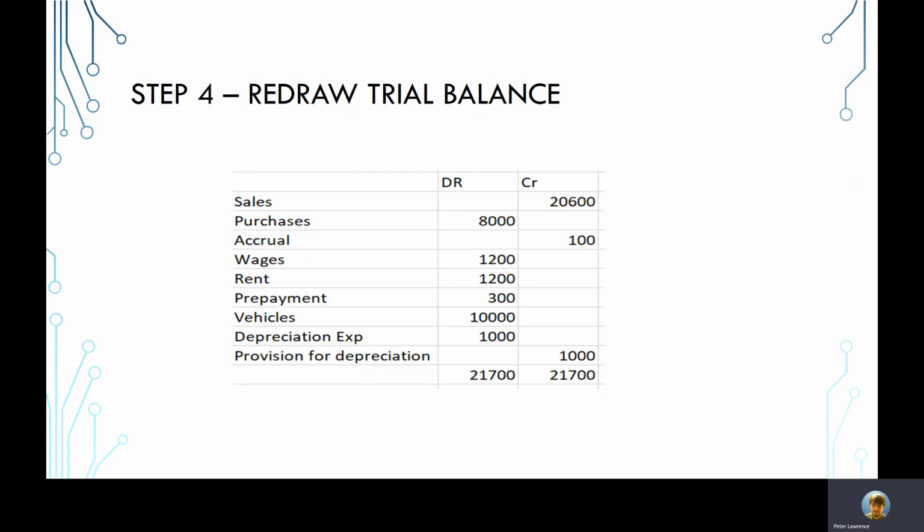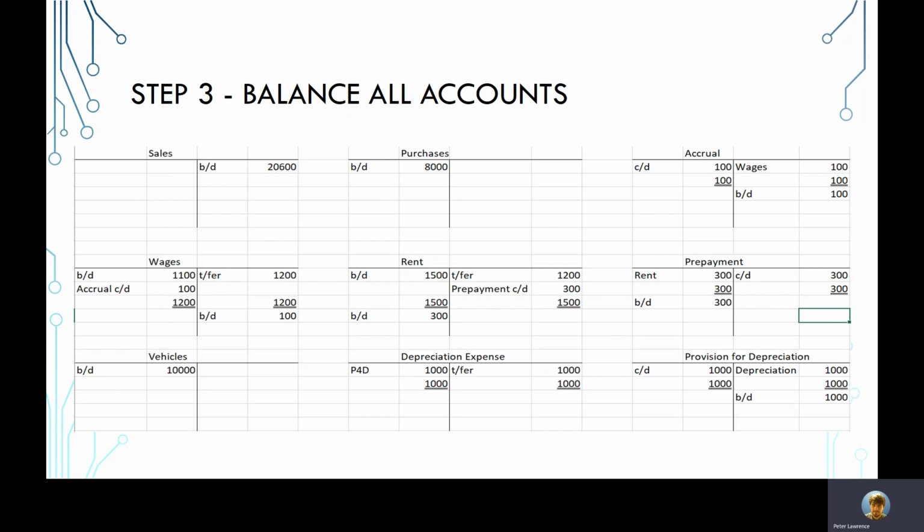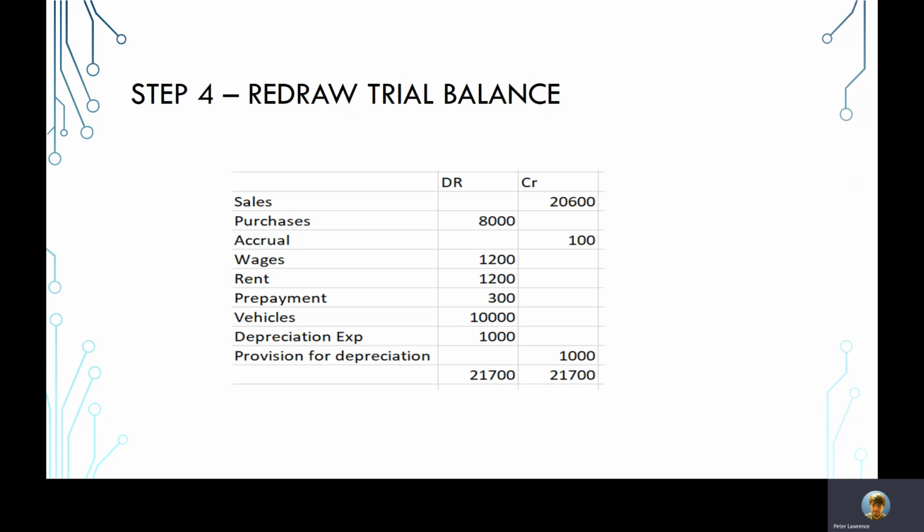That will then take us to the trial balance again. We're going to have to redo the trial balance. So using the brought down figures or the transfer figures from our balances, we can create a new trial balance, something by now you should be able to do.